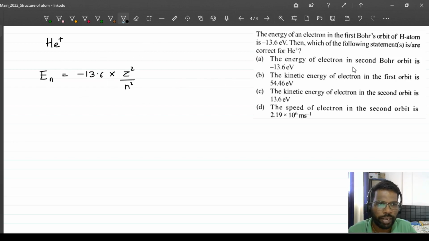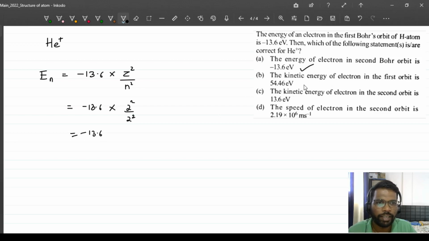So the energy of the electron in the second Bohr orbit of helium plus will be what? For helium, minus 13.6 into, n is equal to 2 square and Z is also 2 because it is the helium atomic number. So the answer is minus 13.6. So option A is correct for this.